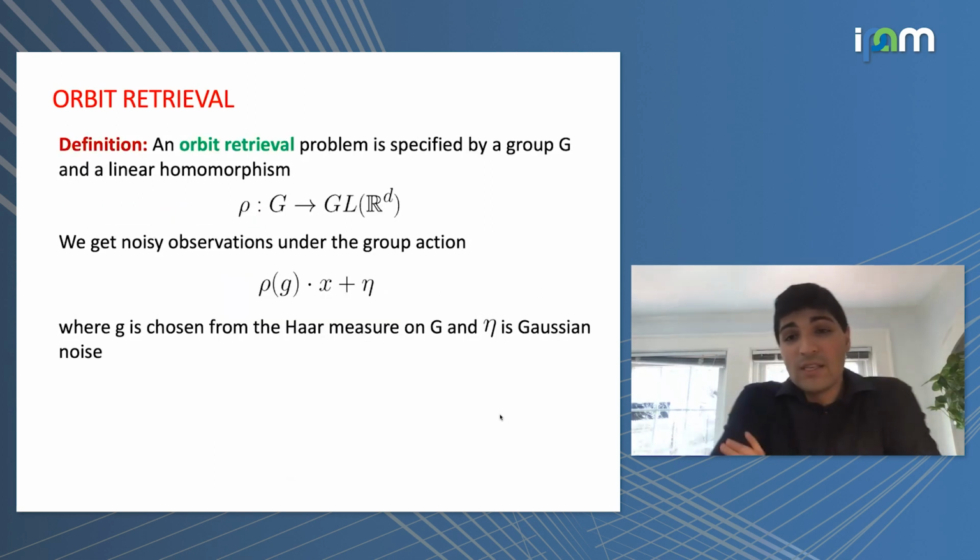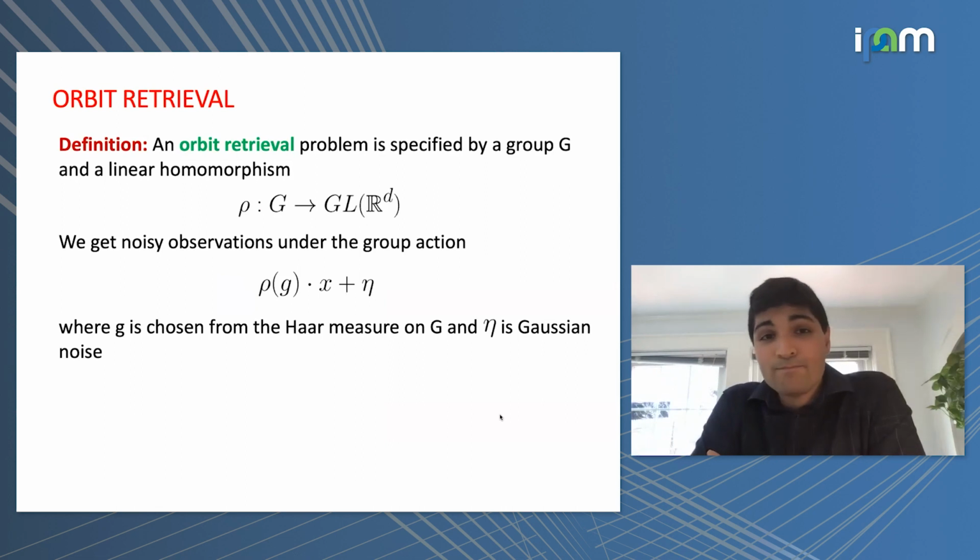So orbit retrieval is this general class of problems that Afonso Bandeira introduced me to, and they're super interesting. So what you do is in the general setting, and cryo-EM is actually an even more sophisticated version of this where you add in projection, but let's not deal with that. So the basic idea is that you're specified by some sort of group G in a linear homomorphism. And what you get is there's an unknown signal X, and you get a noisy observation of that signal, but when you've chosen some sort of random group action, where G is chosen from the Haar measure on the group.